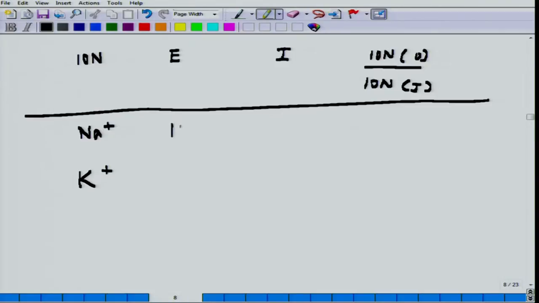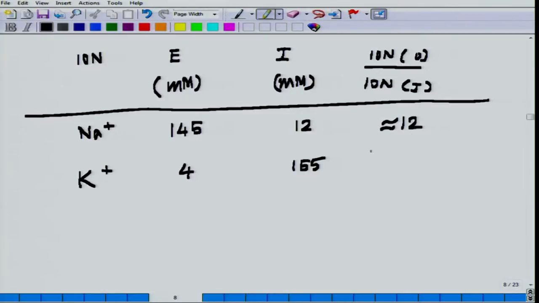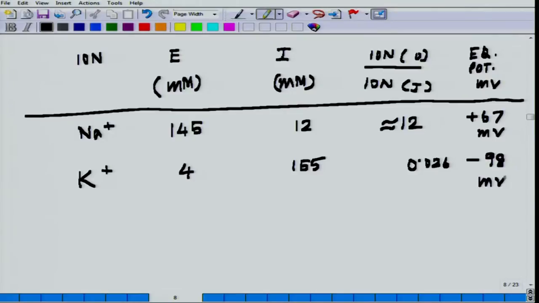So the sodium outside is 145 and inside it is around 12, and this is all in millimolar. Whereas potassium is 4 outside and 155 inside. If you see the ratio of these two, sodium comes to approximately 12, whereas potassium comes to around 0.026. And if you calculate the equilibrium potential in millivolts, for sodium it will be positive 67 millivolt, whereas for potassium it is -98 millivolt.